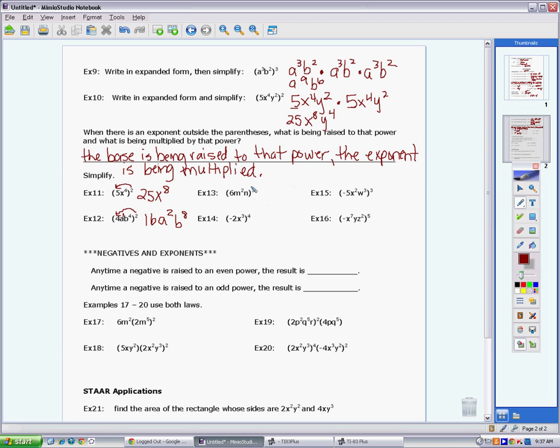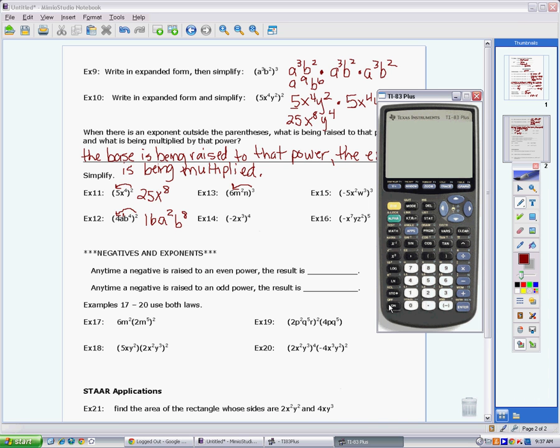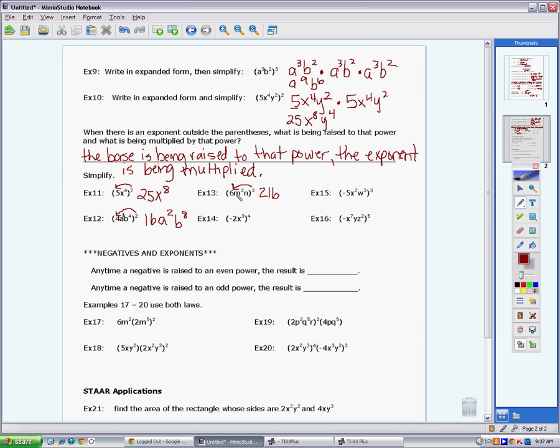Number 13, I'm raising 6 to the 3rd power. I don't think I can do that in my head, so I'm going to bring up my calculator, and I'm going to type in 6, and then this is my power button over here above the division sign. So I'm going to use that button, 6 to the 3rd power, and that gives me 216. So 6 to the 3rd power equals 216, so I'm going to write 216. And then again, I'm going to multiply my exponents together. So base m is going to be 2 times 3, which is 6. And base n is going to be 1 times 3, which is going to be 3. So I get 216 m to the 6th n to the 3rd.